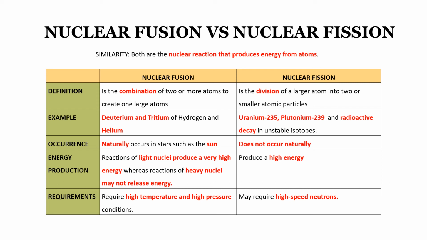Nuclear fusion naturally occurs in stars, such as the Sun, while nuclear fission does not occur naturally. Regarding energy production, reactions of light nuclei produce a very high energy, whereas reactions of heavy nuclei may not release energy. For nuclear fission, it produces a high energy production. What is the requirement for nuclear fusion? It requires a high temperature and high pressure condition. But for nuclear fission, it may require high-speed neutrons.